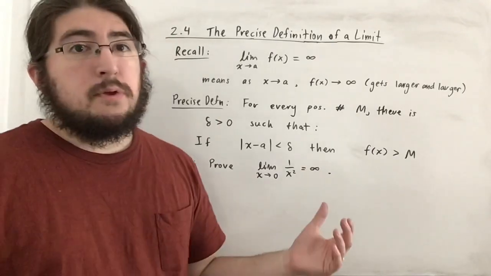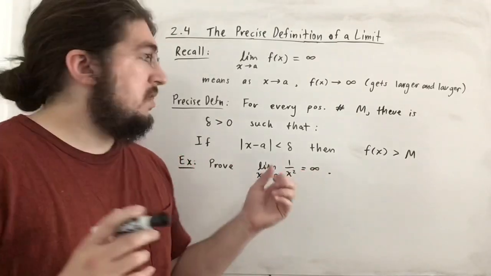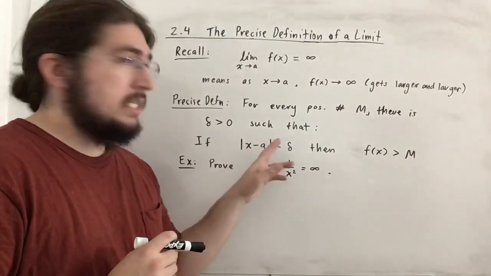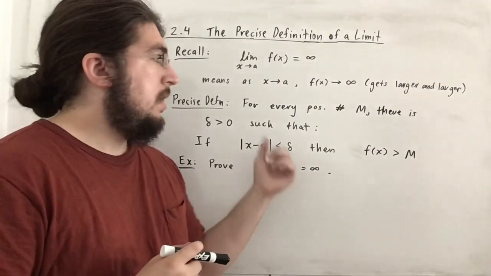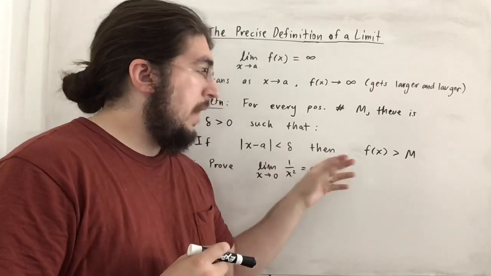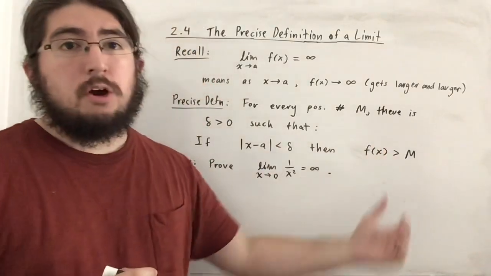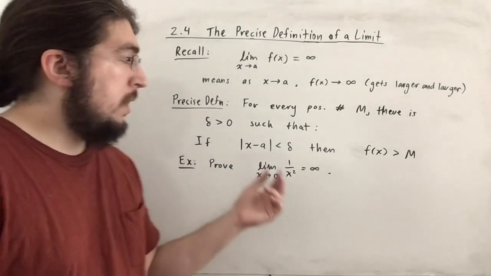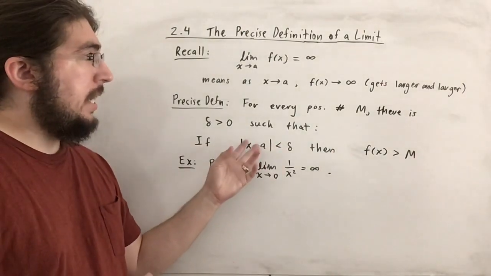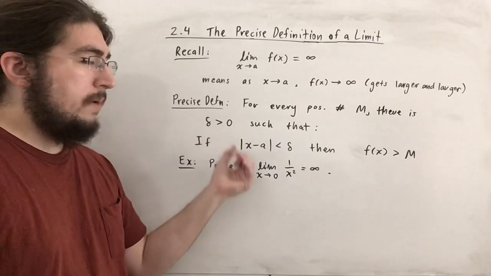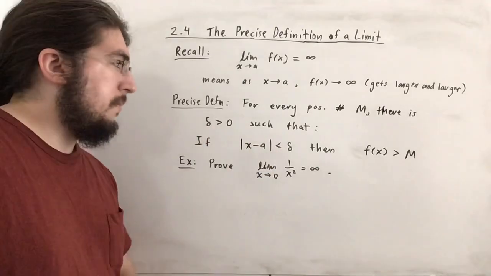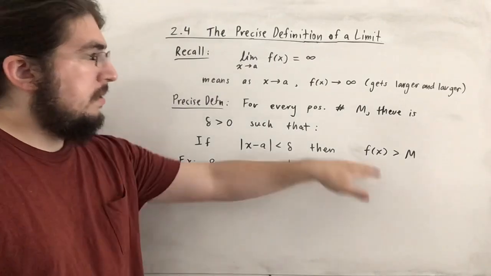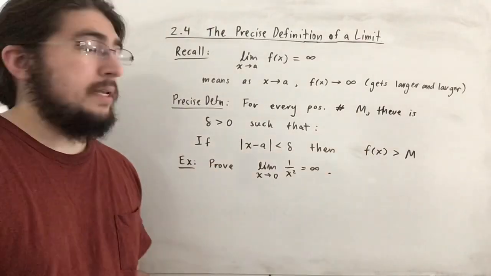So any large number you pick, we can always find a delta such that the difference between x and a being less than that delta will actually imply that our f of x value is larger than the number you chose. So if you choose M to be 1 million, we can find a delta such that x and a are close, so the absolute value is less than that number delta, which is going to be in terms of M basically, such that f of x is bigger than 1 million.